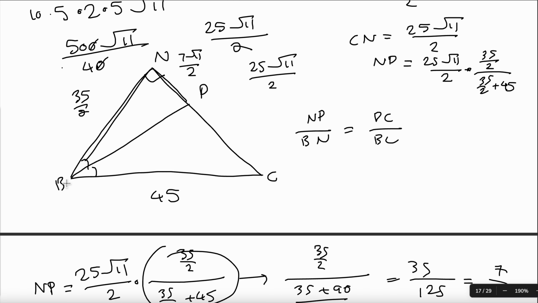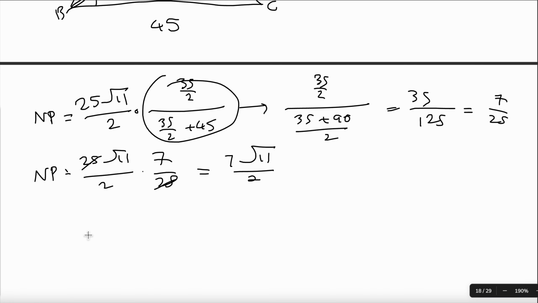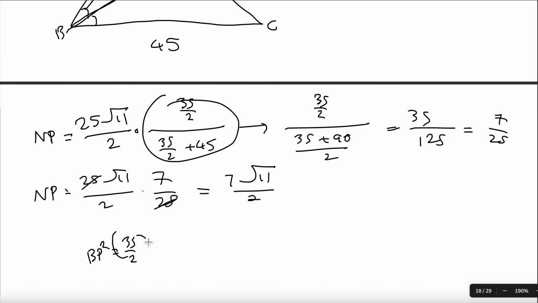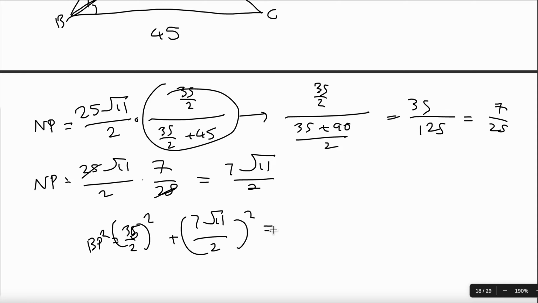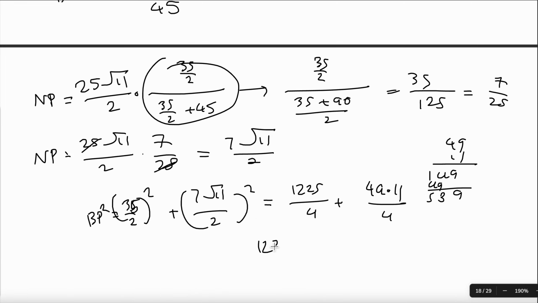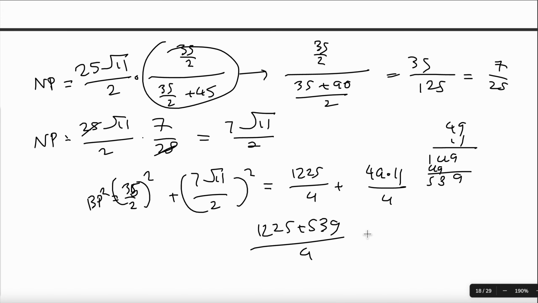So now we just use the Pythagorean theorem to find out BP. So BP squared is equal to 35 over 2 squared plus 7 square root of 11 over 2 squared. So let's just do this. 35 squared is 1225 over 4 plus, this is 49 times 11 over 4. So what is 49 times 11? That's just 539. So it's 1225 plus 539 over 4.